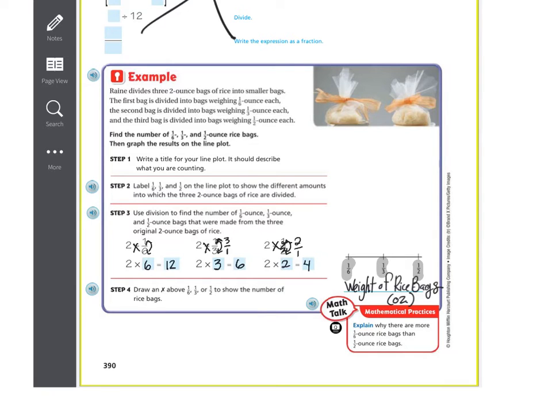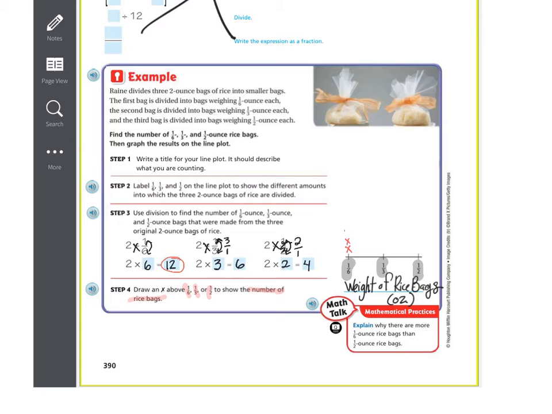Okay, and then now we're going to do step 4, which is the fun part. We're going to draw an X above 1/6, 1/3, and 1/2 to show the number of rice bags. So the number of rice bags for 1/6 is 12. So we're going to draw 12 X's.